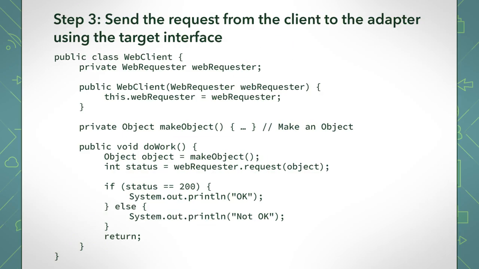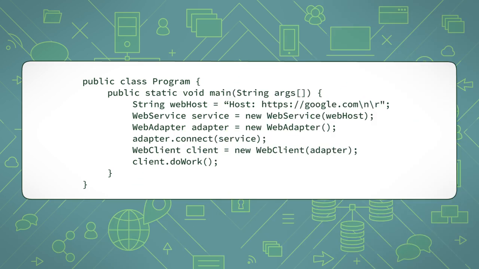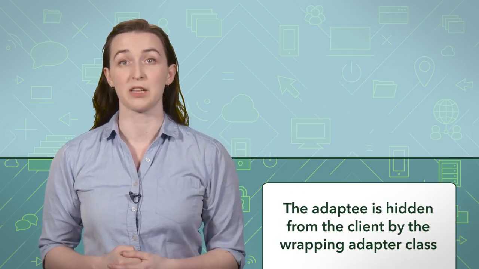Step 3. Send the request from the client to the adapter using the target interface. The web client is responsible for doing some work to create your message for you. In your main program, you need to instantiate the web adapter, the web service, and the web client. The web client deals with the adapter through the web requester interface to send a request. Notice how your web client doesn't need to know anything about the web service, like its need for JSON objects. The adaptee is hidden from the client by the wrapping adapter class.